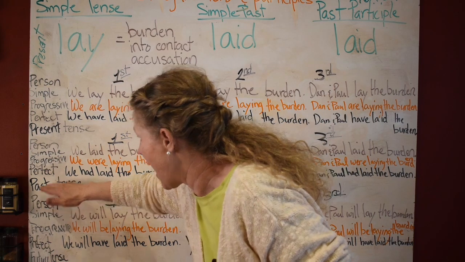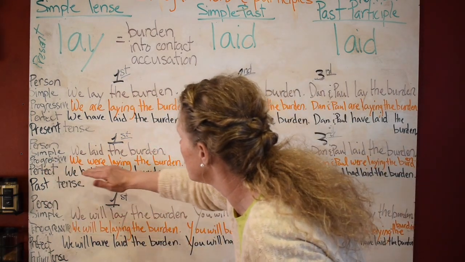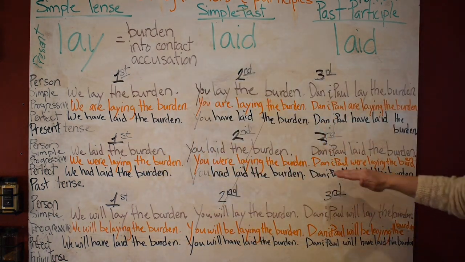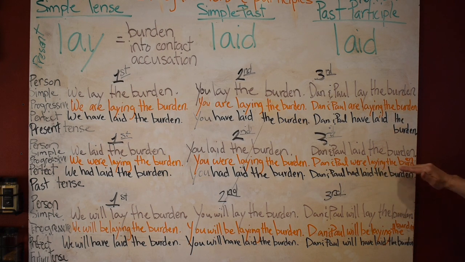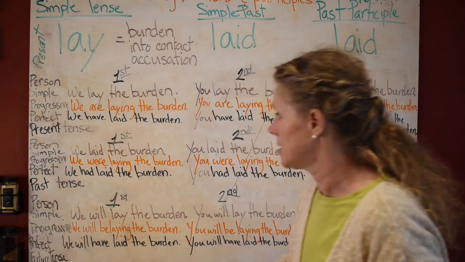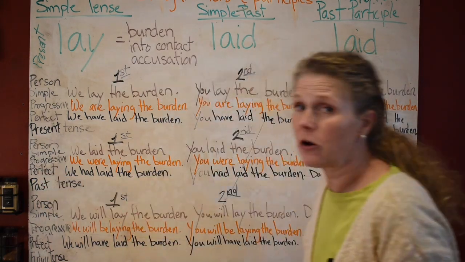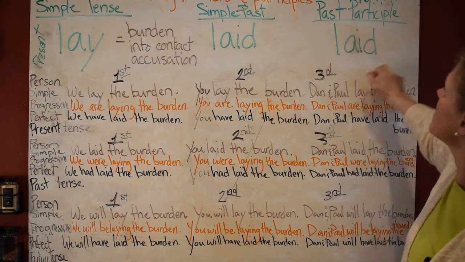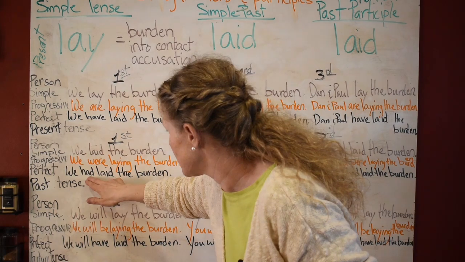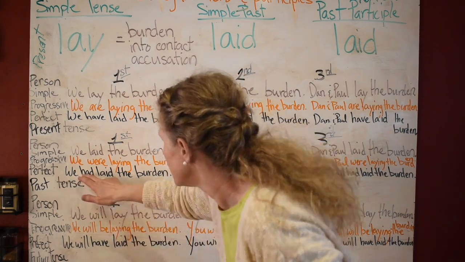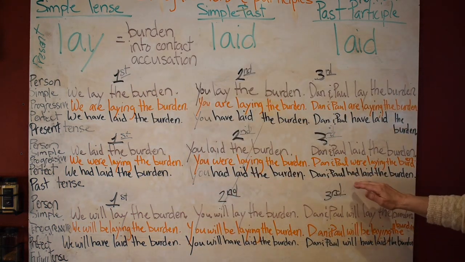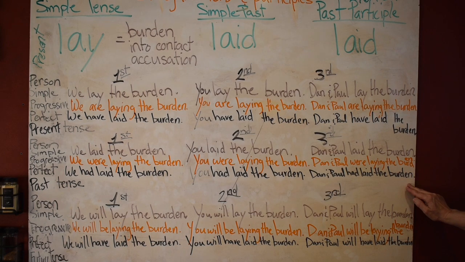Now we're sitting in the past progressive, so we want to say we were laying the burden. You were laying the burden. Daniel and Paul were laying the burden. Now look, past perfect. So what do we have to use if we're doing the perfect? Had. The past participle. And we have to use had. So had laid. We had laid the burden. You had laid the burden. Daniel and Paul had laid the burden.